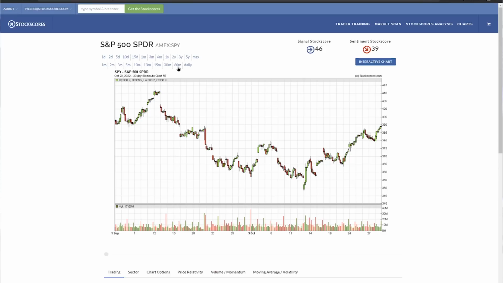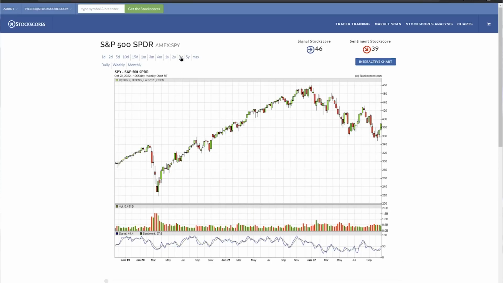All right, let's now switch to the 3-year weekly chart. What do we got? Downward trend is still intact. We have no rising bottom, so just like the NASDAQ 100, we're likely to come up to this point, get stuck, pull back, and then try to break. That's why the stock scores still aren't very good. The sentiment stock score is 39. You can see it's rising in the last week or two, but by no means is it strong.